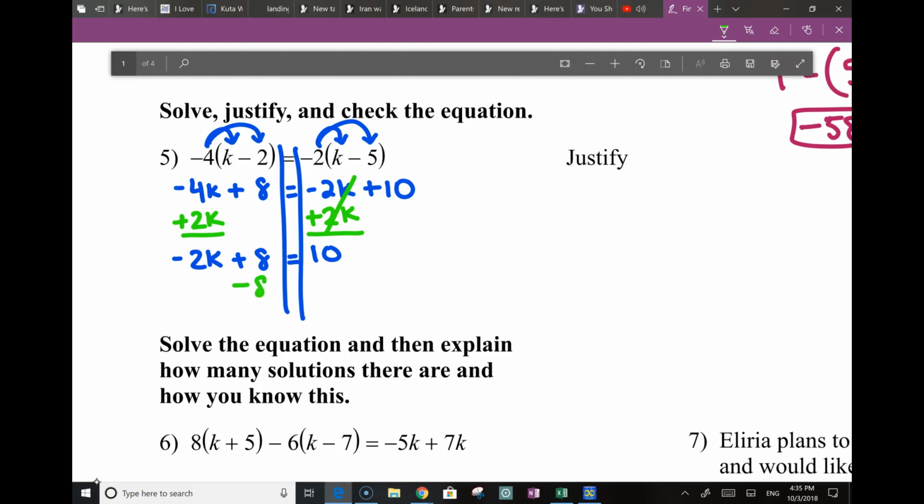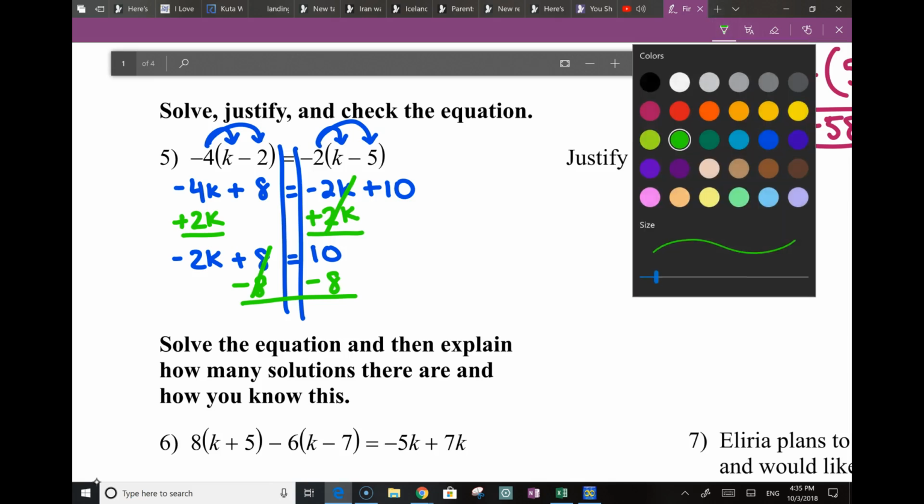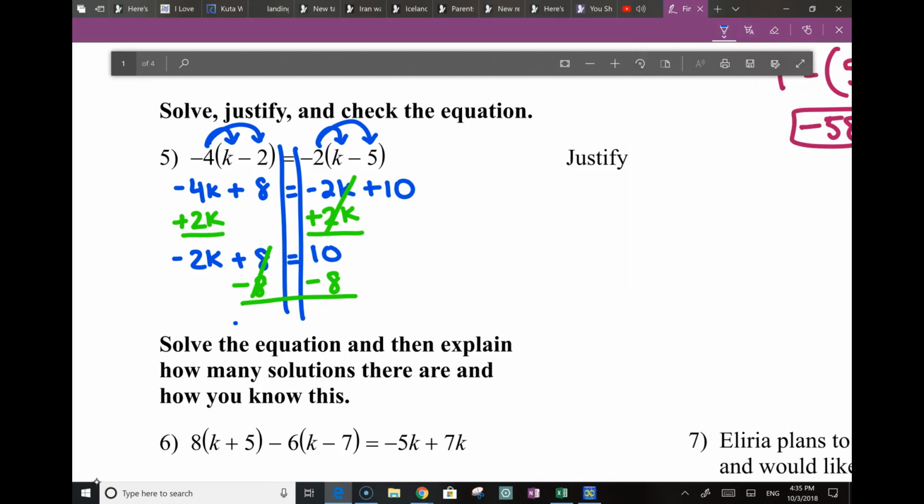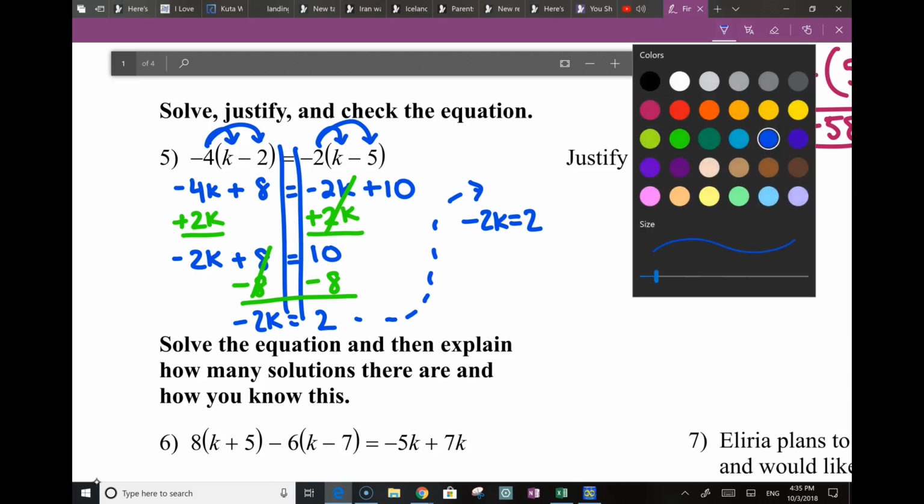So this is reverse order of operations, or reverse PEMDAS. The inverse of addition is subtraction. This is a subtraction property. That goes away, and I get -2k is equal to +2. I'm going to move this over there, and I'm going to continue here. So -2k is equal to +2. What you do at this point is you go ahead and divide both sides by a -2.